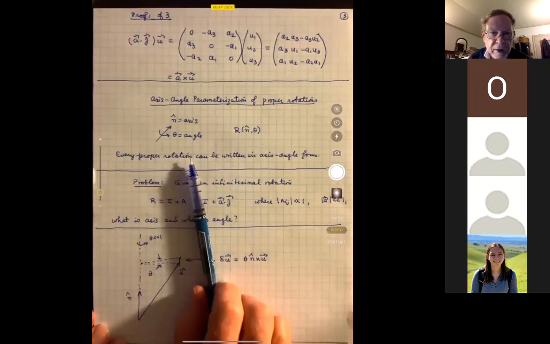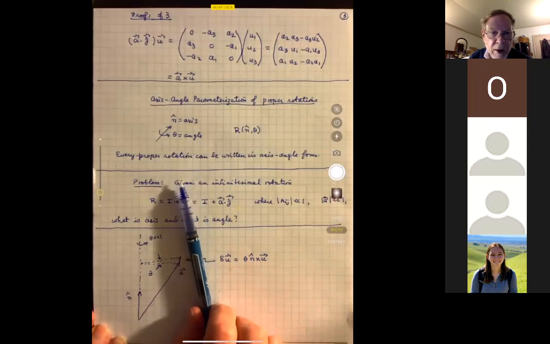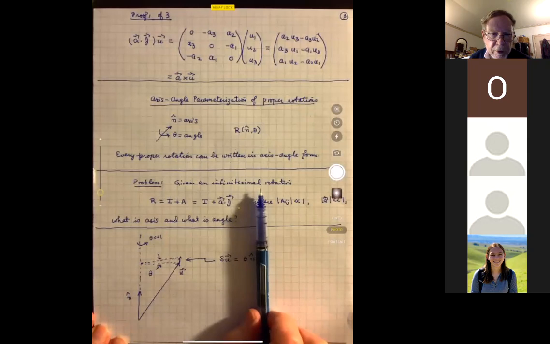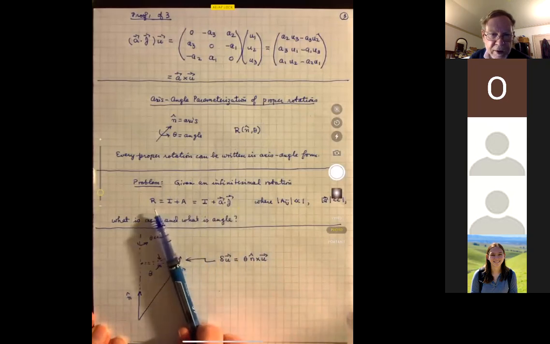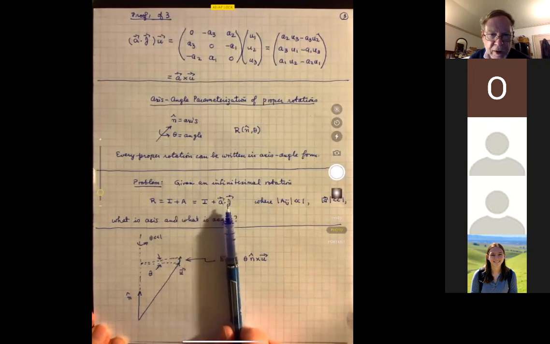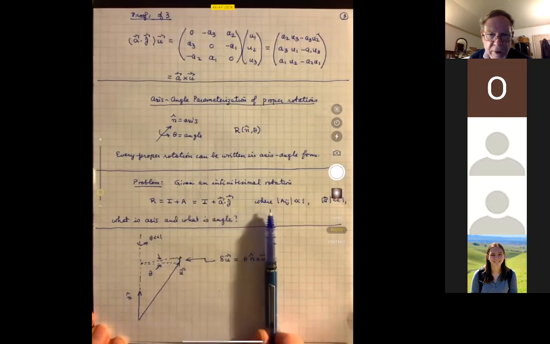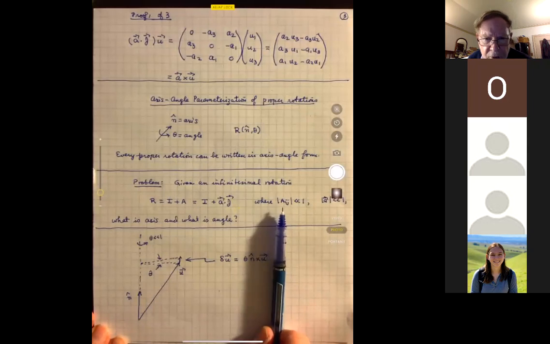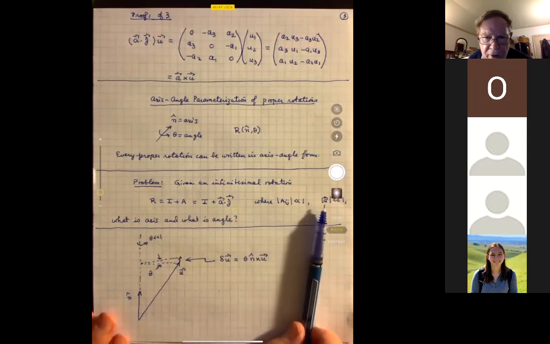All right. Now, given that every rotation has an axis angle form, the problem arises, posed by the material I've given so far, that suppose we have an infinitesimal rotation, which, to remind you, looks like this. It's identity plus the correction A, which we write as A vector dotted into J vector, where the components of A are small, or the free vector A is small.